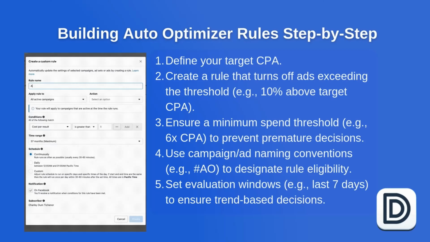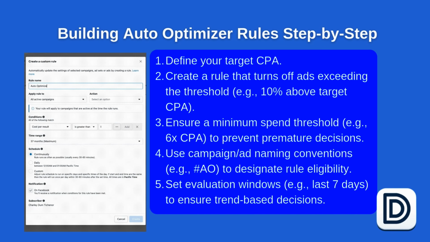So let's go ahead and build an auto optimizer rule step by step. I'm going to share my screen to show you everything that you need to know. Okay, let's get to it. When you're building this rule, you want to start by defining your target CPA. Like our other rules, we're going to use campaign or even ad level naming conventions to designate rule eligibility.